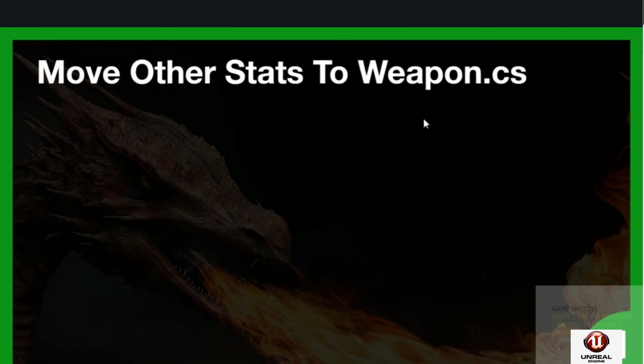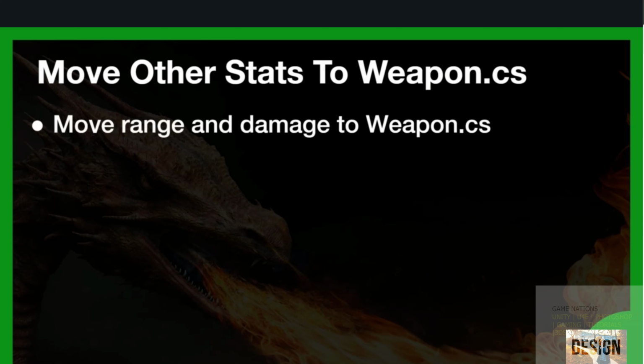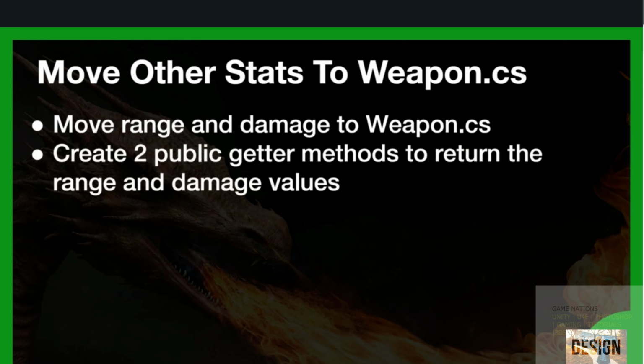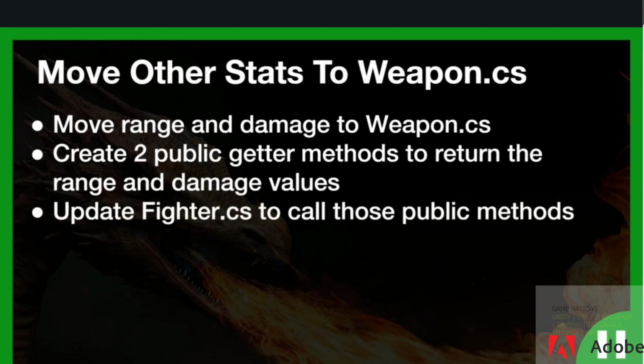So I'm going to start off with a challenge for you. It should be reasonably straightforward, where I want you to move range and damage to the weapon class from the fighter class, and also to create two public getter methods, just very simple methods that return the value of damage and return the value of range. And then to update fighter.cs to call those public methods in the right place. So to make sure that we can still access range and damage from fighter. So there's your challenge. Jump in, take that on. I'll see you back here when you've given it your best shot.